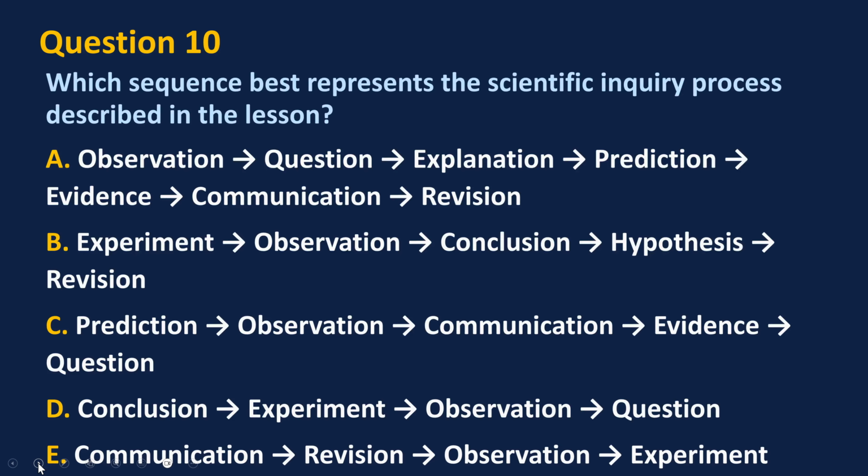Question 10. Which sequence best represents the scientific inquiry process described in the lesson? A. Observation to question to explanation to prediction to evidence to communication to revision. B. Experiment to observation to conclusion to hypothesis to revision. C. Prediction to observation to communication to evidence to question. D. Conclusion to experiment to observation to question. E. Communication to revision to observation to experiment.